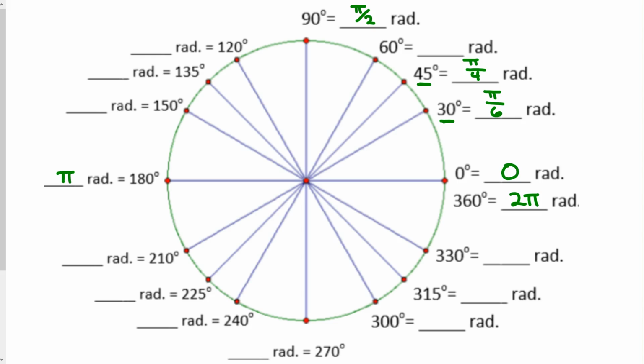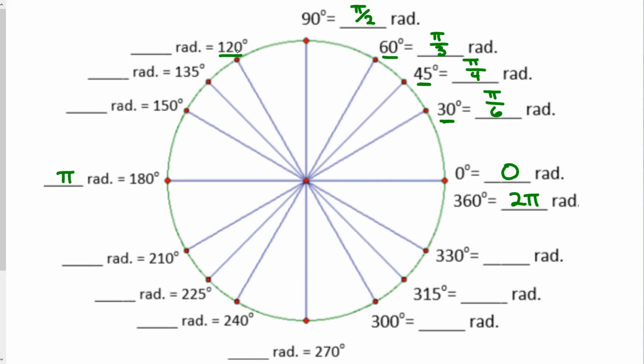60 degrees is 1/3 of 180, so we have 1/3 of pi, so that's pi over 3 radians. So all of the ones that we've filled in so far are really good ones to memorize, and you're going to use them more often than the others, and so you might just accidentally memorize them just because you're using them so much.